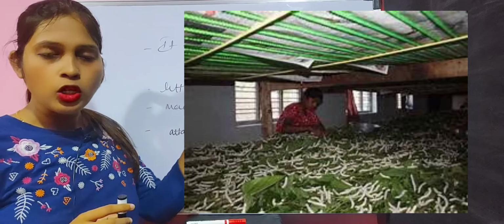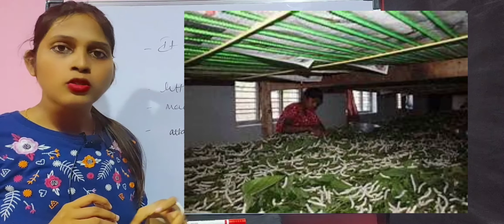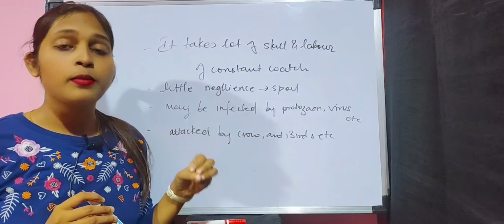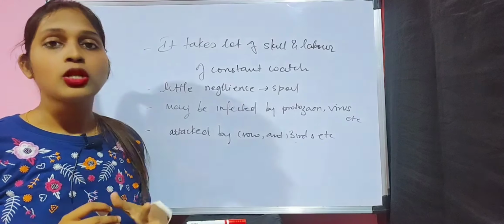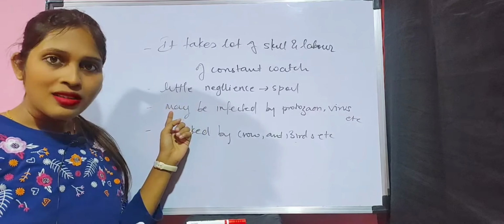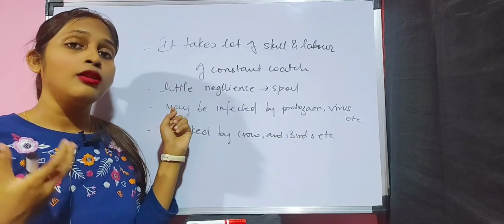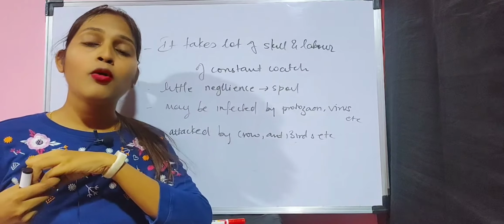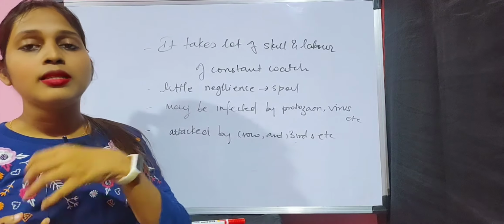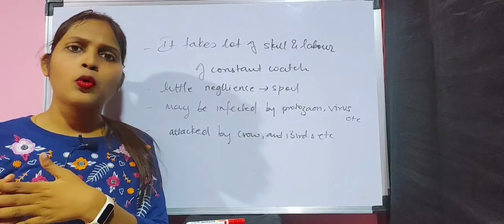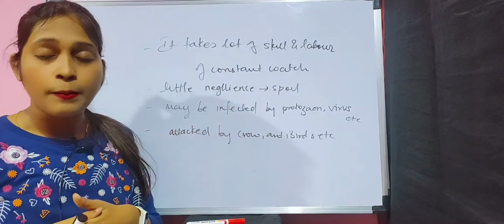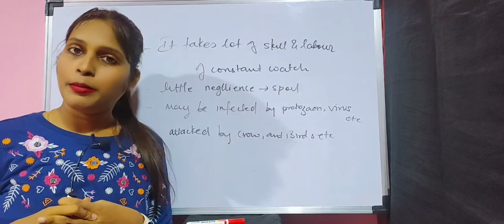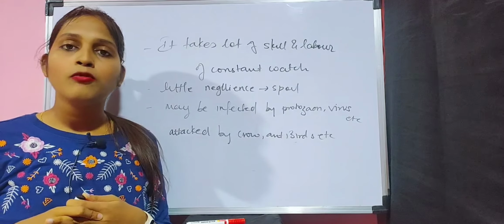To do this on a commercial level really takes a lot of skill and labor of constant watch. You need to be very attentive while doing this occupation. A little negligence towards the silkworm may destroy or spoil your sericulture industry. There are chances that the silkworm might be infected by some protozoa, viruses or other pathogens, and since they are feeding on the leaves of these trees, there are chances they might be attacked by birds, crows or ants. So to get a proper result, one needs to do proper care and maintenance in this industry. That's all for today's sericulture.